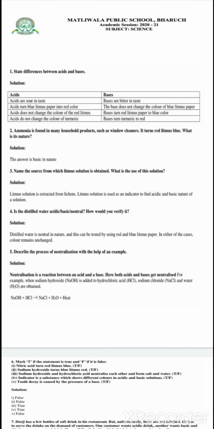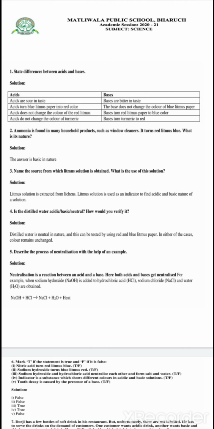First point: acids are sour in taste, while bases are bitter in taste. Second, acid turns blue litmus paper into red color, while base does not change the color of blue litmus paper. Same as, acid does not change the color of red litmus paper, and bases turn red litmus paper into blue color.